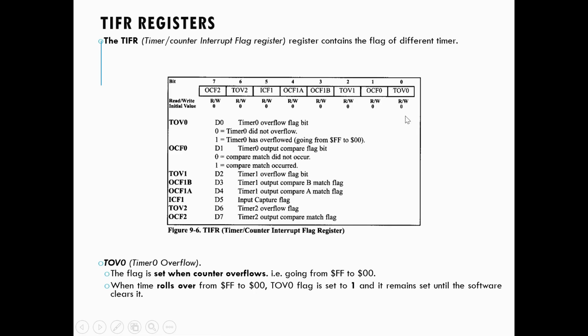So here what we can have is TOV0 and OCF0. This is for timer 0. This is for timer 1, and this is for timer 2. TOV is the overflow flag.